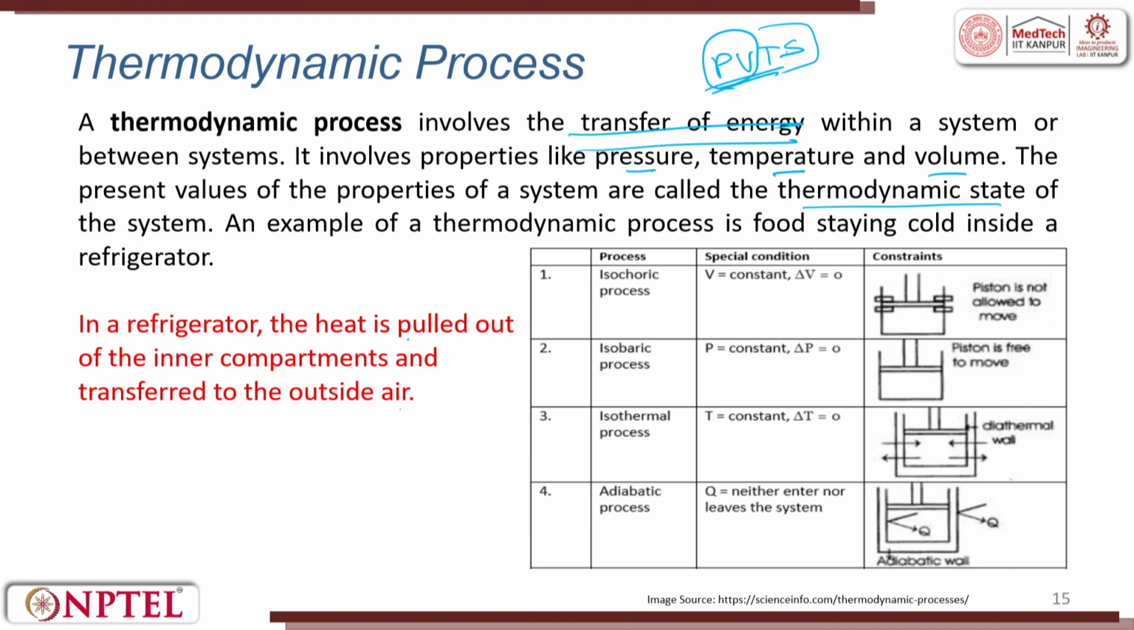In a refrigerator, the heat is pulled out, because when you keep hot milk inside the refrigerator, the hot milk's temperature has to be pulled out, right? The heat is pulled out of the inner compartment and transferred to the outside air. That is what also happens in the refrigerator, and also in the AC. So, the heat is extracted from the inner compartment and transferred to the outside area.